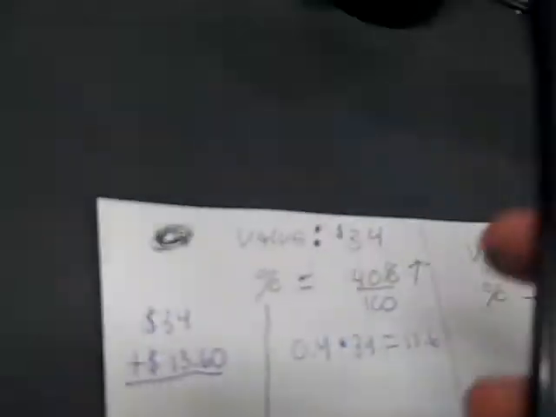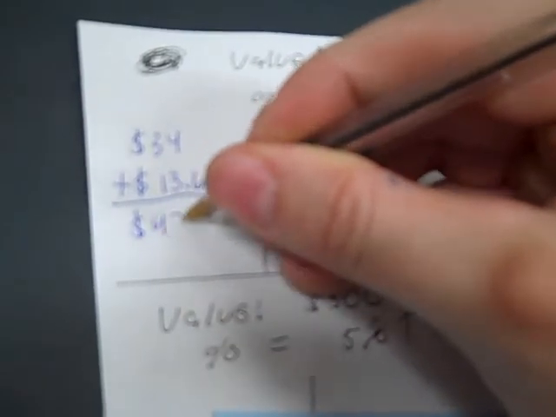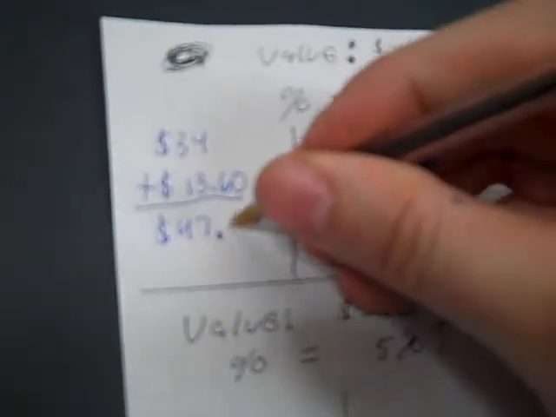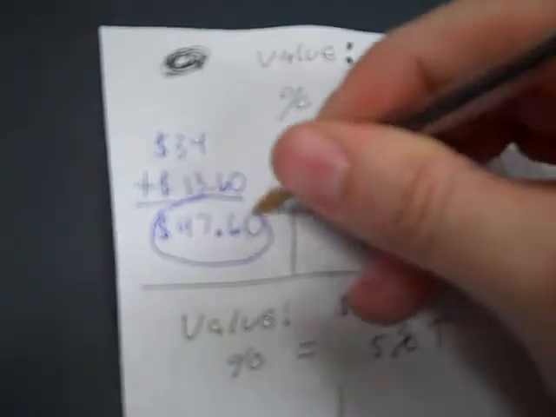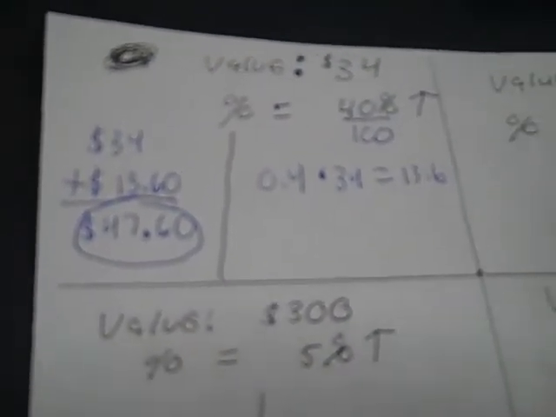So 34 plus 13.60 gives me 47.6. Remember to keep your labels, and it's $47.60 is how much that price is in. Okay, that's it. Now the next one, the value is $70 and it goes down by 20% down.